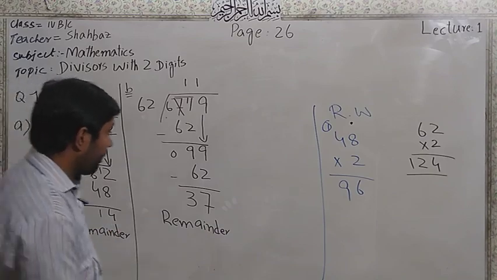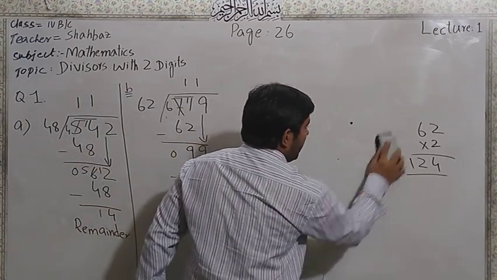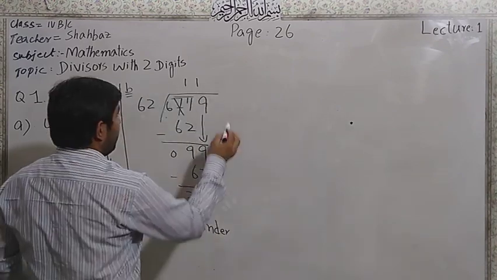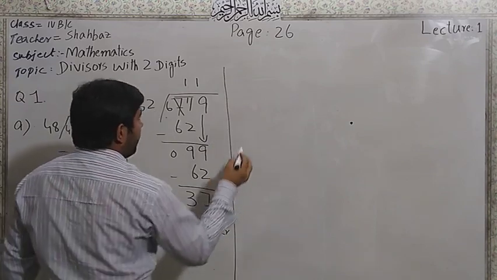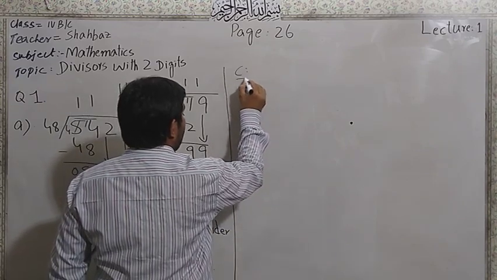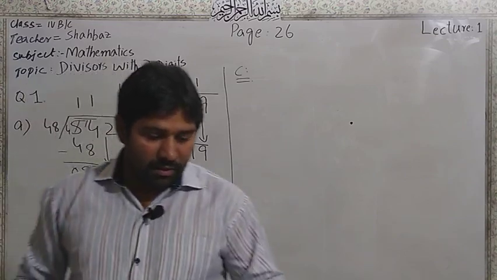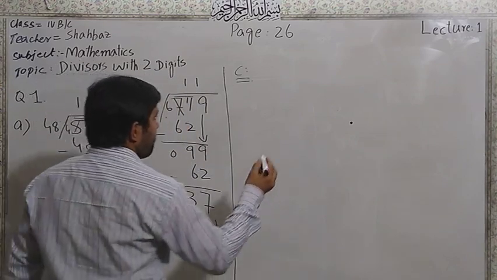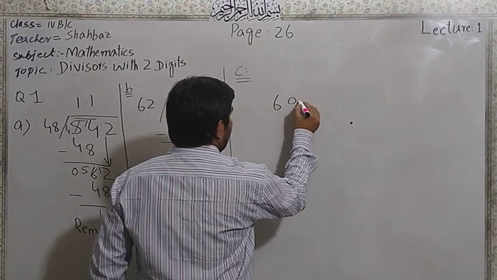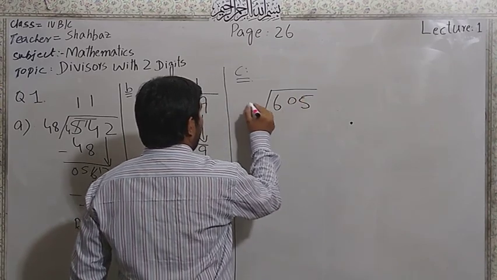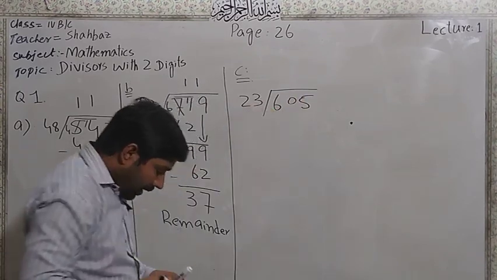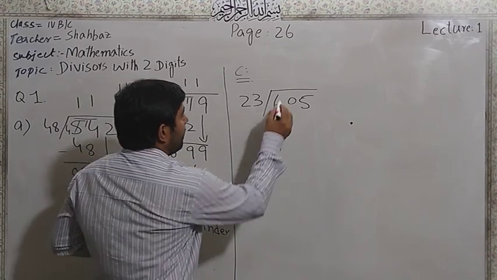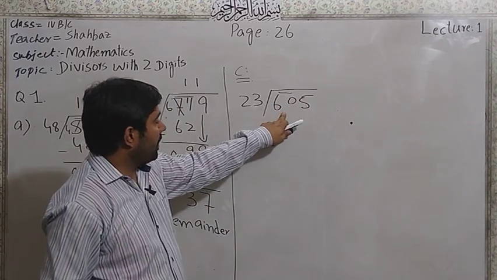Okay, dear students. Now you have another question, C. In C, you have 605 divided by 23. Here you have the same rule. 6 is less than 23. We will combine this. Now it's 60.